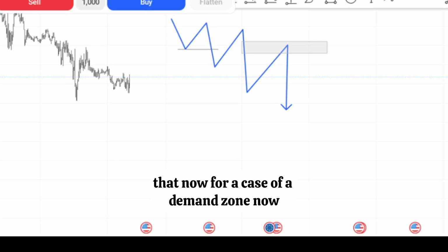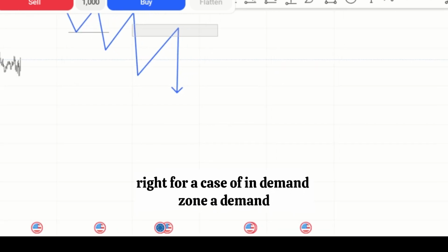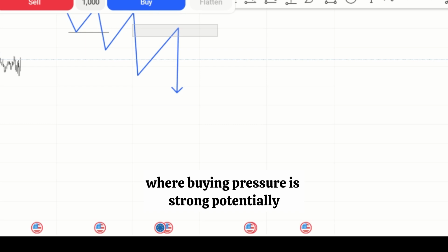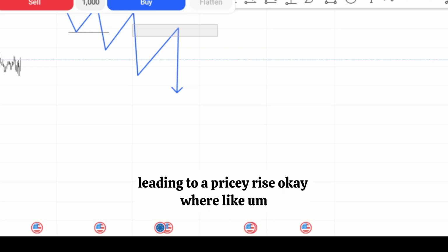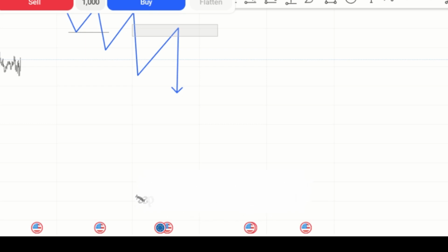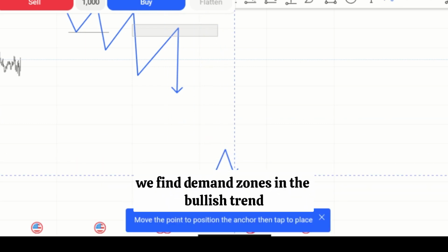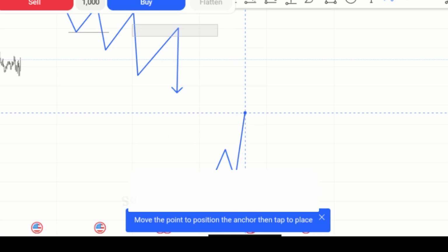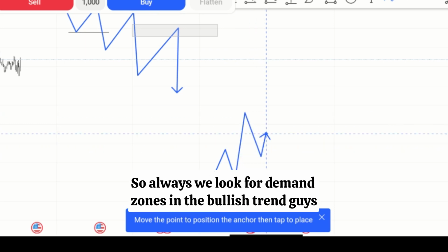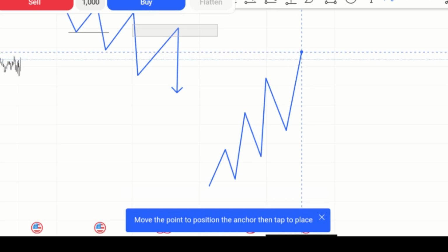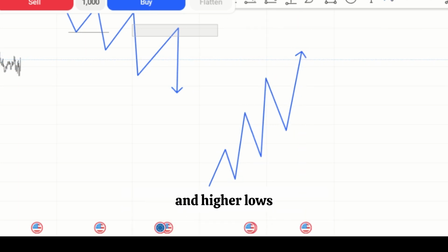Now for the case of a demand zone, it is a price area where buying pressure is strong, potentially leading to a price rise. We find demand zones in the bullish trend, so we always look for demand zones in the bullish trend, guys. If this is our bullish trend, it is making higher highs and higher lows.